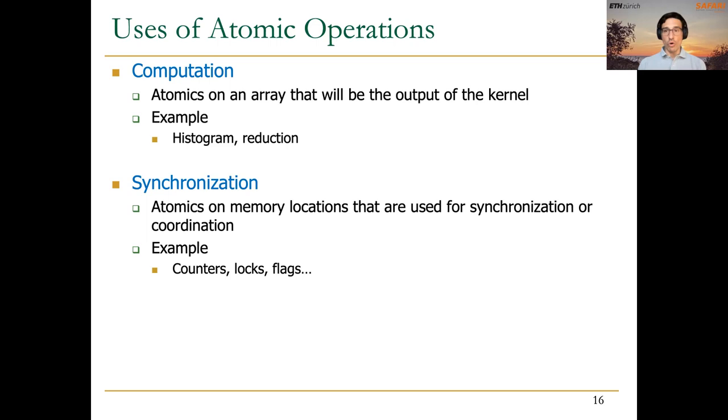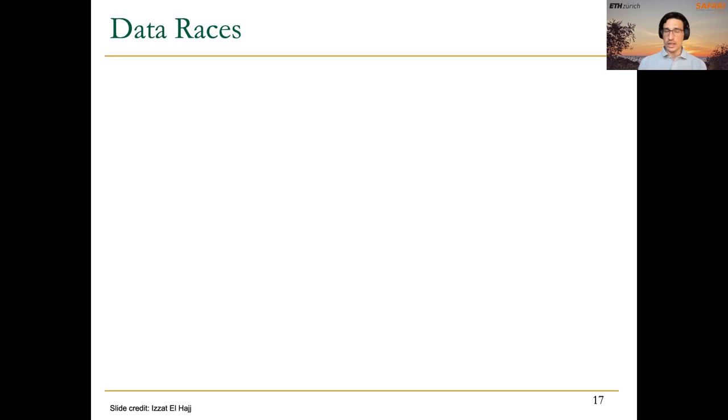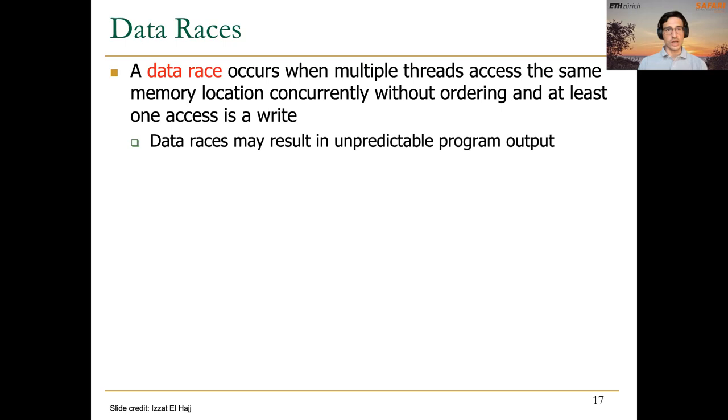Atomic operations are important to have a functionally correct program because they are used to prevent data races that may happen when more than one thread needs to update the same memory location. I'm pretty sure that most of you are familiar with data races, but let's very briefly remind everyone what data races are. A data race occurs when multiple threads access the same memory location concurrently without ordering, and at least one access is a write. These data races may result in unpredictable program output.